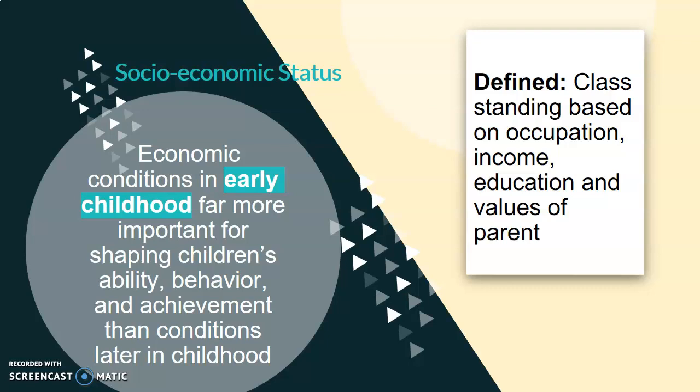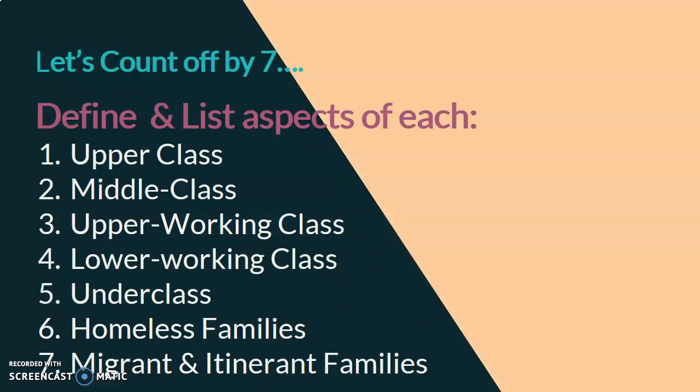So we know that children that are from a socioeconomic status of middle class is going to have better outcomes than a child that has a low socioeconomic status in underclass, say. We also have, through research, found out that the economic conditions in early childhood are far more important for shaping children's ability, behavior, and achievement than conditions later in childhood.